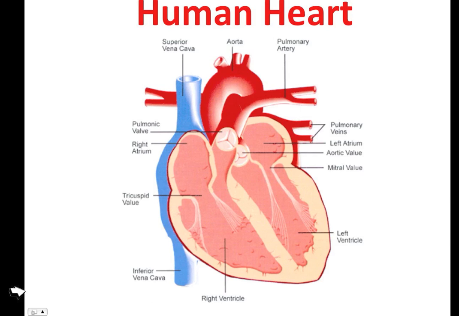Okay, here's one more exciting video for you. The human heart. So your assignment was to label parts of the heart, and it's important that you know some of the basic parts in any case.